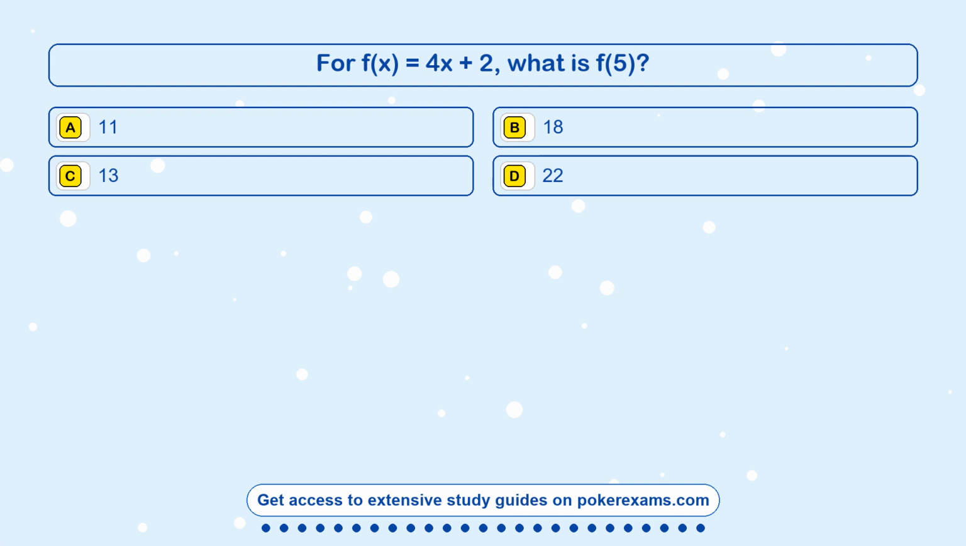Question 15. For f(x) equals 4x plus 2, what is f(5)? Option A, 11. Option B, 18. Option C, 13. Option D, 22.